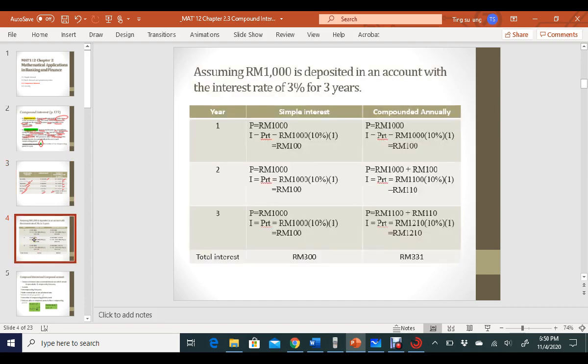I will give you an example. Assuming that we have a 1,000 deposit in an account with interest of 3% for 3 years. The first example is on simple interest, the second one is on compound annually. For simple interest, because it is only charged on the principal itself, at the end you only have 300. But for compound interest, you will have more. Why? Because the interest is charged on the latest principal that has been added in. That's why you earn more compared to simple interest.